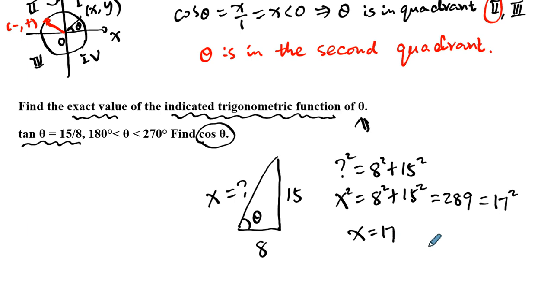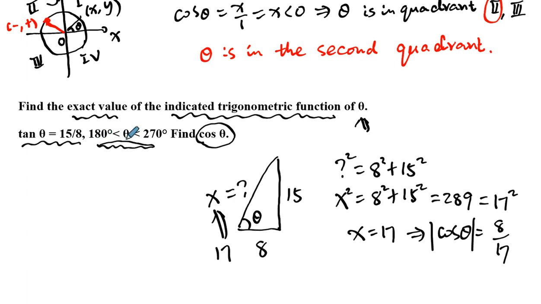Then we know the absolute value of cosine theta must be, here is 17, we mark it, the adjacent over hypotenuse. We got to figure out the value, and we know theta here is greater than 180 and less than 270.